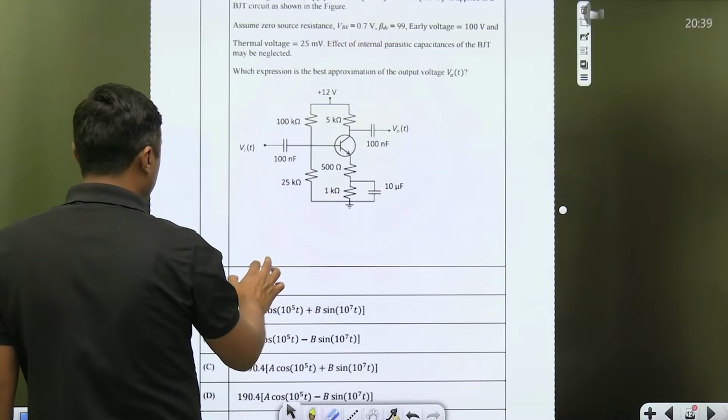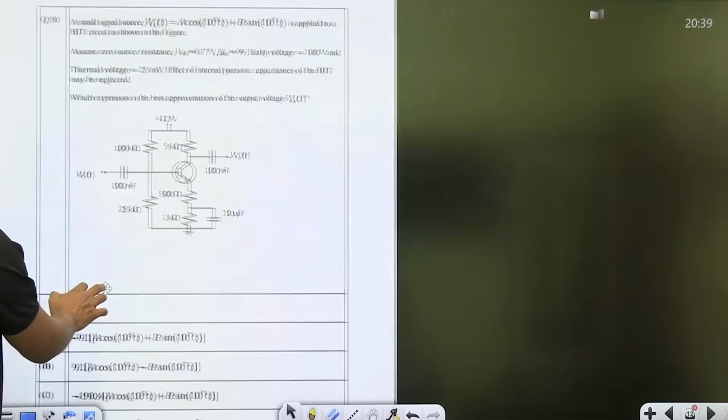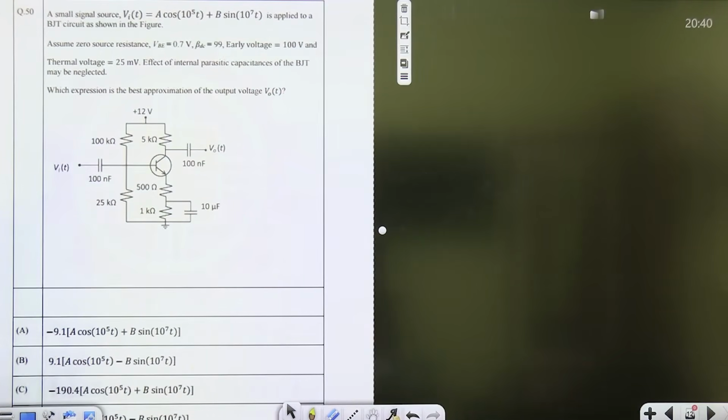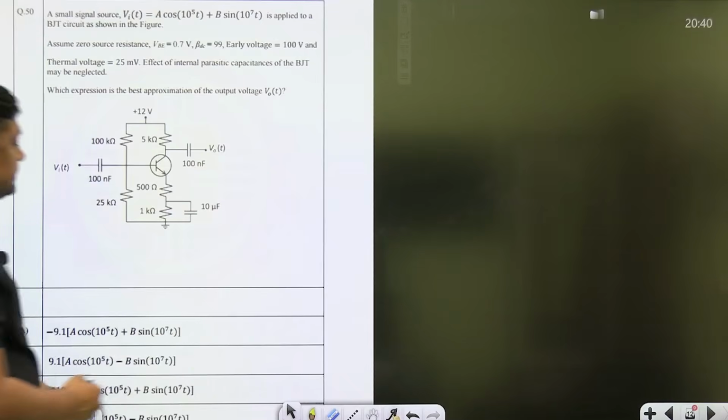ओके, नो प्रॉब्लम. अब देखो जरा क्वेश्चन देखते हैं. फर्स्ट ऑफ ऑल 50 है, मतलब ये 2 नंबर 2 मार्क्स का क्वेश्चन है और MCQ है.